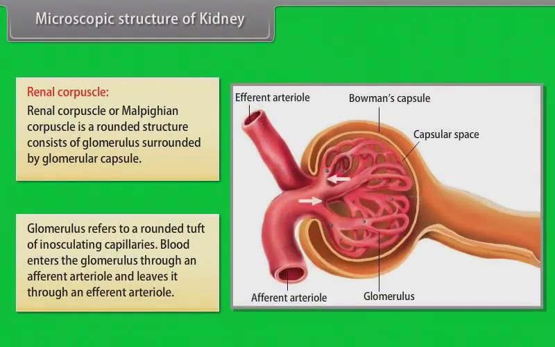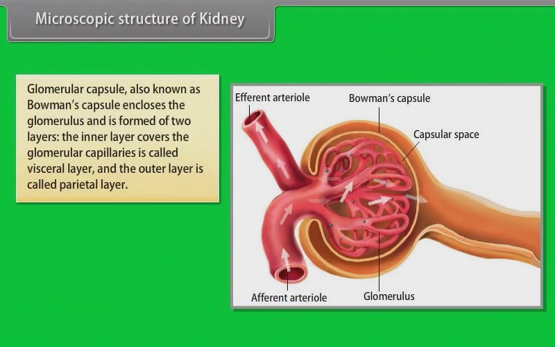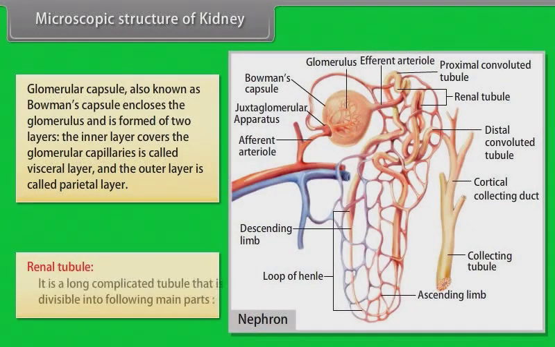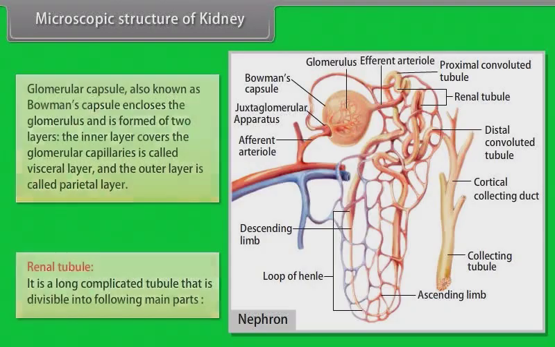Glomerulus refers to a rounded tuft of inosculating capillaries. Blood enters the glomerulus through an afferent arteriole and leaves it through an efferent arteriole. Glomerular capsule, also known as Bowman's capsule, encloses the glomerulus and is formed of two layers. The inner layer covers the glomerular capillaries and is called visceral layer, and the outer layer is called parietal layer. Renal tubule. It is a long complicated tubule that is divisible into following main parts.